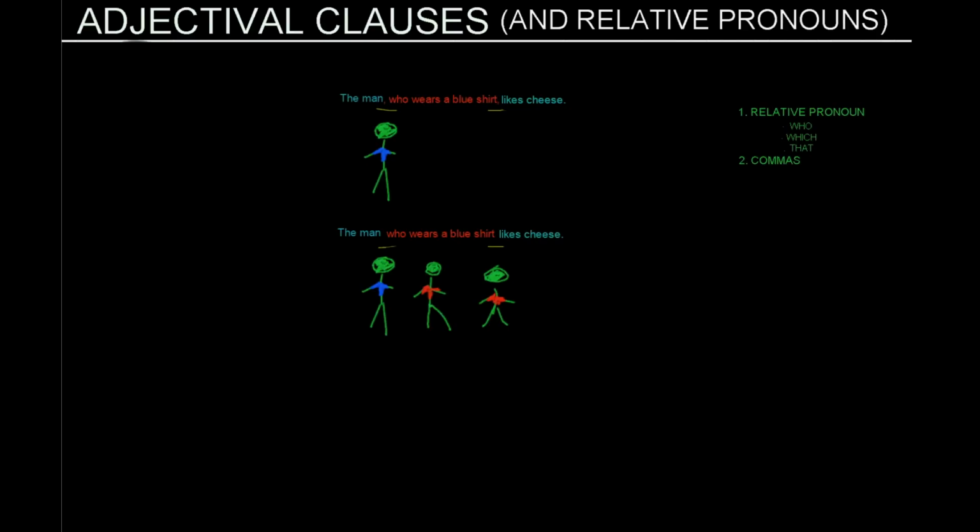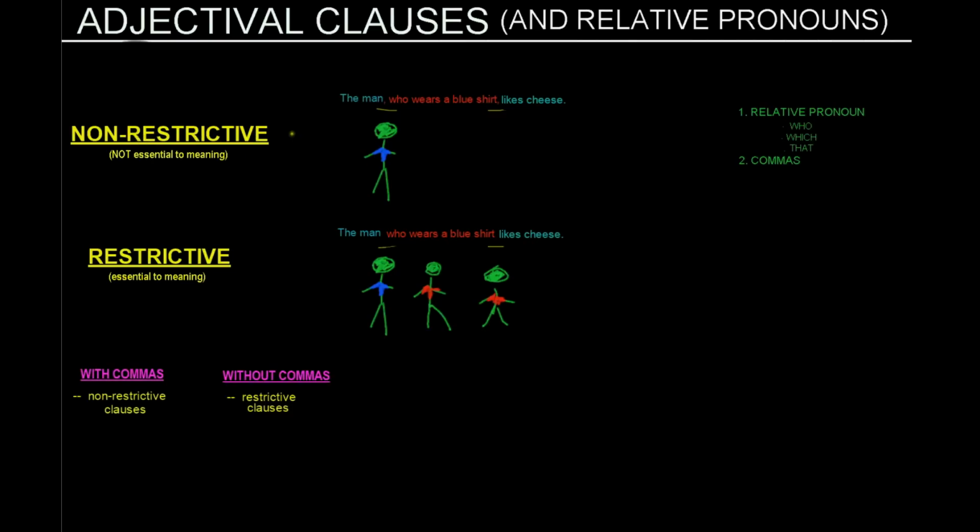Some people like to call this distinction restrictive and non-restrictive clauses. Restrictive clauses, they are essential to meaning, so they are required for things to make sense. Non-restrictive clauses, they're not essential to meaning. If you were to remove them, you would still be able to understand the sentence in the context that it was used. You'll notice that our non-restrictive clauses get commas. So if you see commas here, it indicates that what's in between them is not essential for meaning if it's an adjectival clause. And if there are no commas, then it's a restrictive clause and it is essential to meaning.